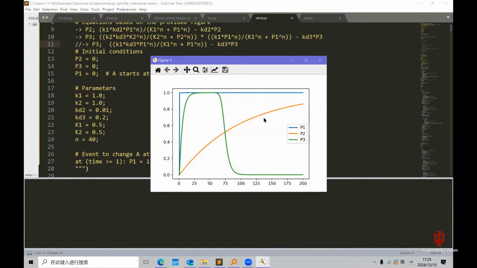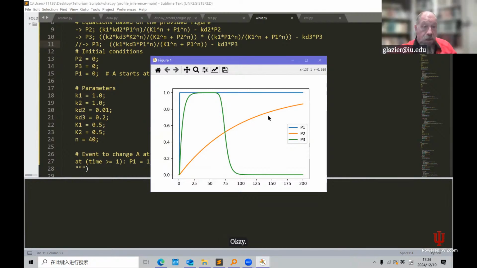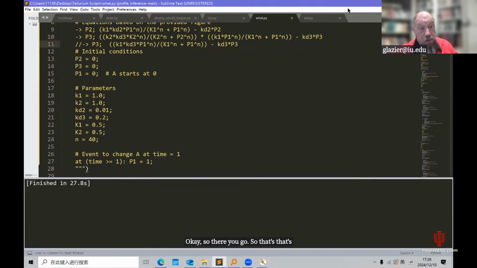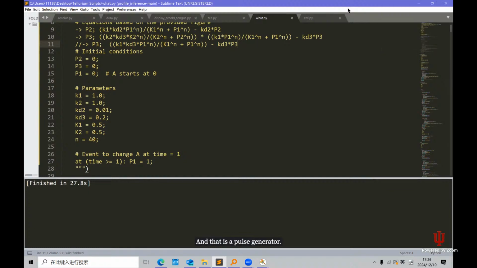There we go. Okay. Because KD3 is the total rate of production, and so that should only be multiplying our Hill functions once. If we multiply them twice, then we have KD3 squared, which doesn't make sense. We have a rate squared. Okay, so there you go. And that is a pulse generator.